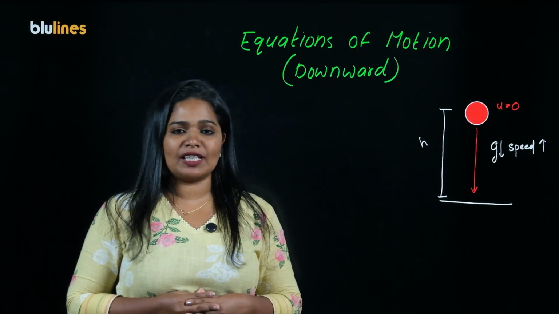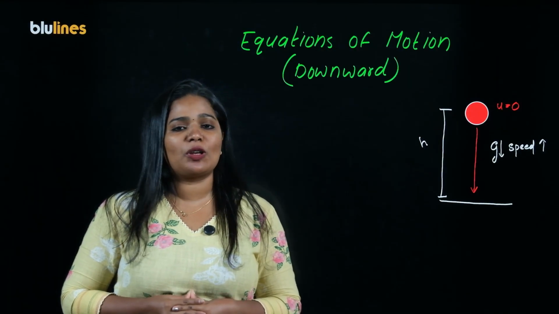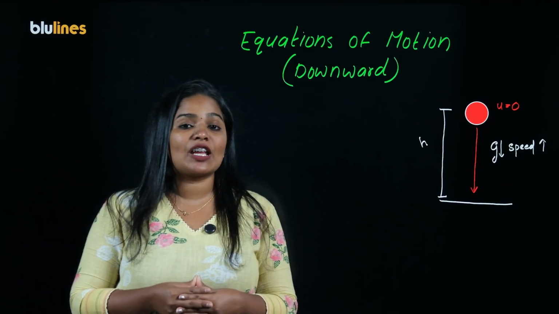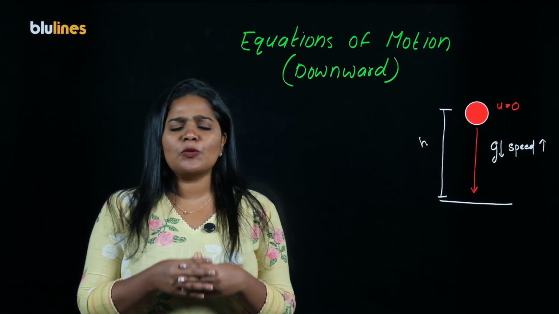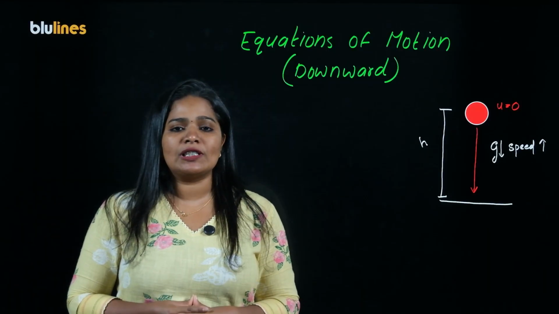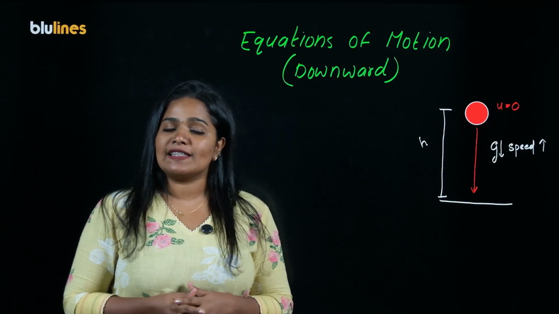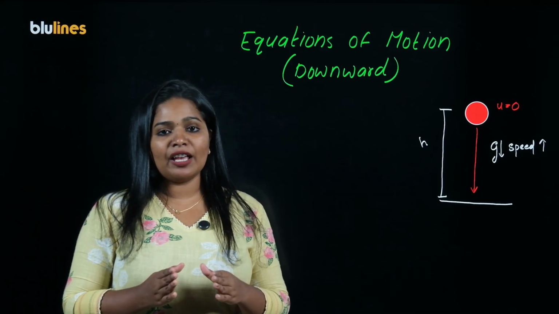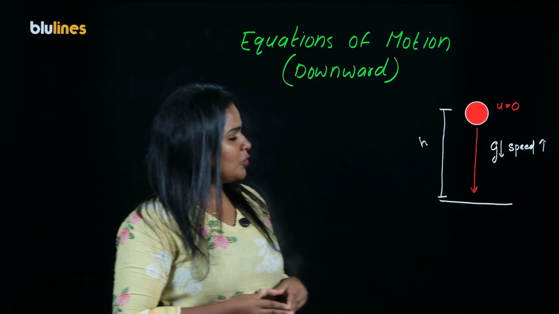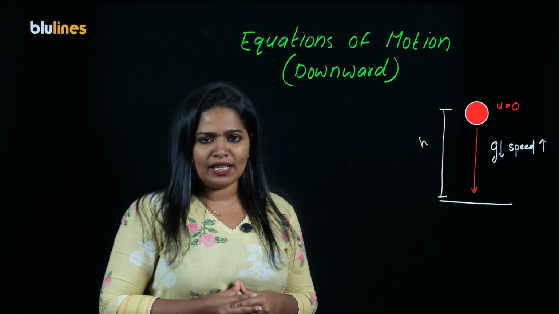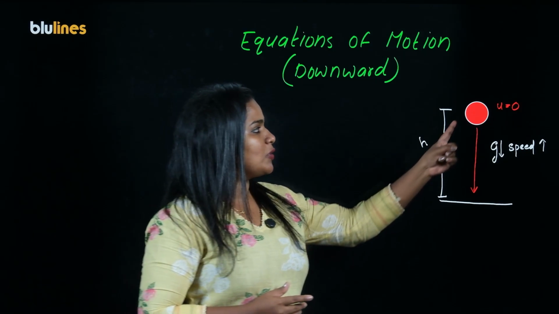Now, we are going to see the equations of motion for a freely falling body. But before you set the equations, you need to know the sign for g. When a body is moving towards the earth or falling downwards, g is taken as positive. When the body is moving upwards, g is taken as negative. Here you have an example. I am going to drop one ball from a height h. What is the initial velocity? Initial velocity u is equal to 0.